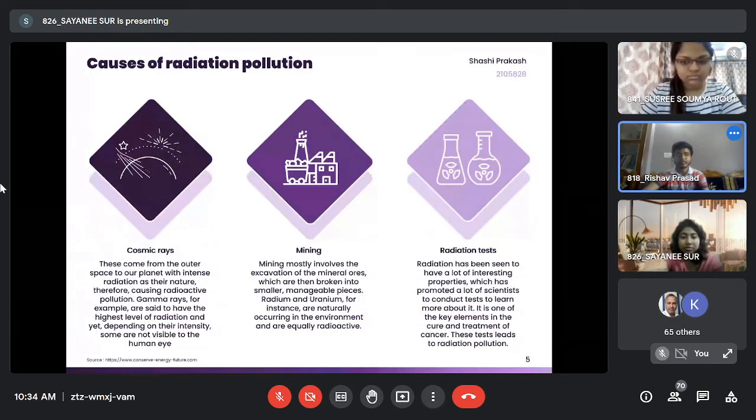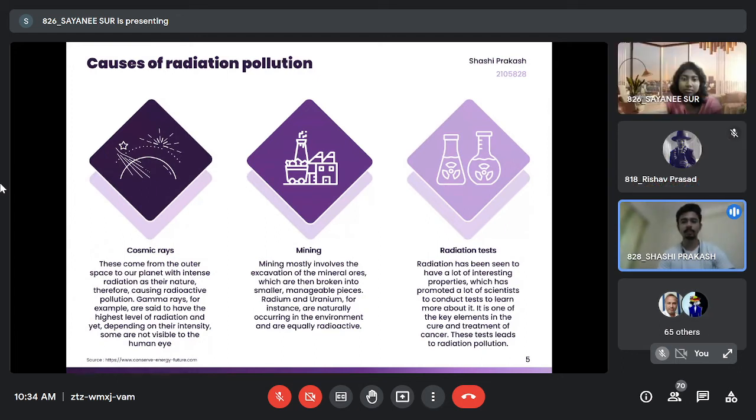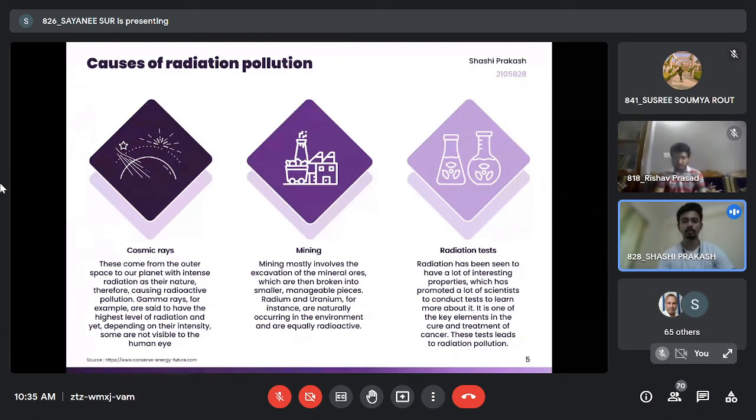Now let's continue with the rest of the causes of radiation pollution. Cosmic rays are high-speed particles, either an atomic nucleus or an electron, that travel through space. Most of these particles come from sources within our Milky Way galaxy and are known as galactic cosmic rays. The rest of the cosmic rays originate either from the sun or from outside our Milky Way galaxy. This radiation can alter the cardiovascular system and damage our heart.